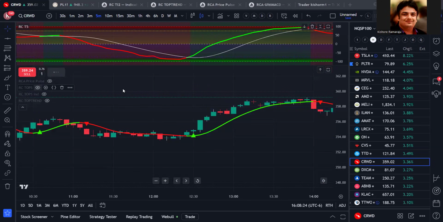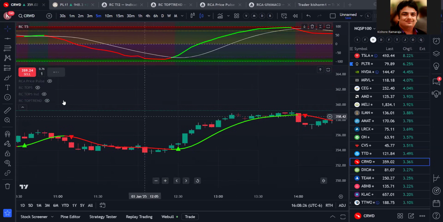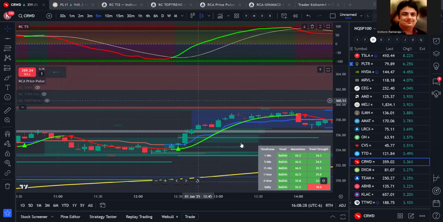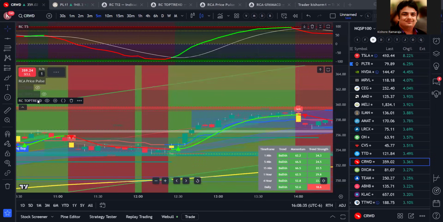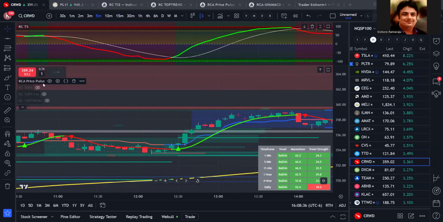So you have advantages and disadvantages with both. The advantage here is you have full control. You can look at the confluence when you are using indicators. You can see that, okay, my top trend is green, my price pulse is green, my T5 is green, my trend strength is good. So you can go and enter.